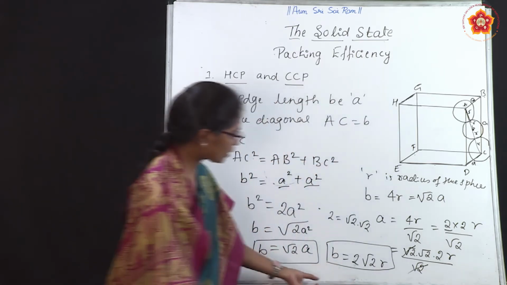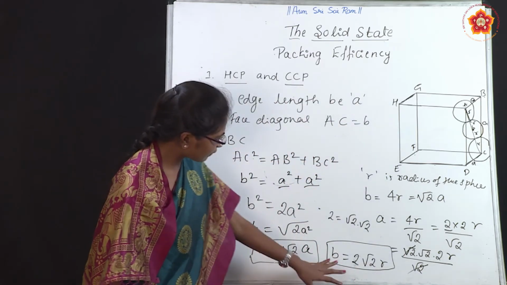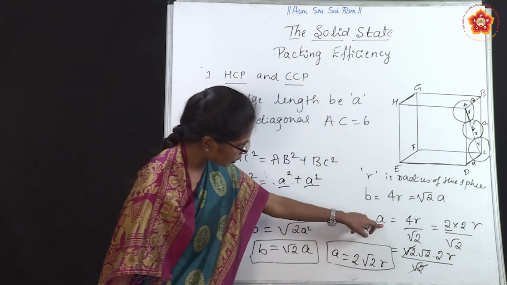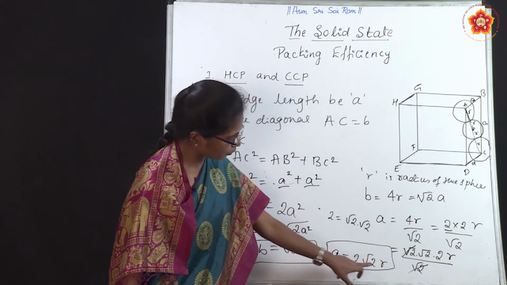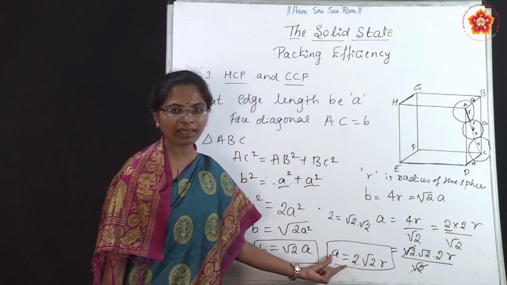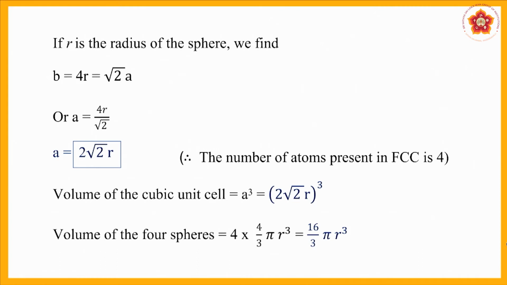Now you remember, this is the A value. So A equal to 2 root 2 into r here. So this is the B value, this is the A value. So the volume of the cubic unit cell is A cube, that A we know is 2 root 2 r, that is a cube, remember that value. And the volume of the 4 spheres is 4 into 4 by 3 pi r cube equal to 16 by 3 pi r cube.